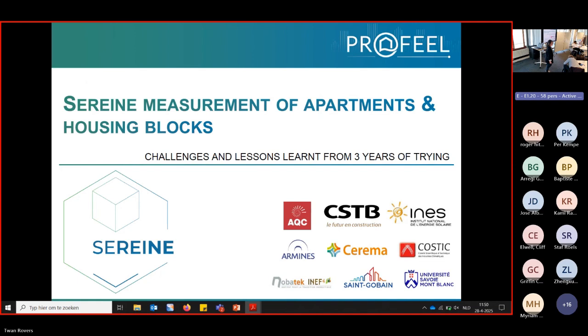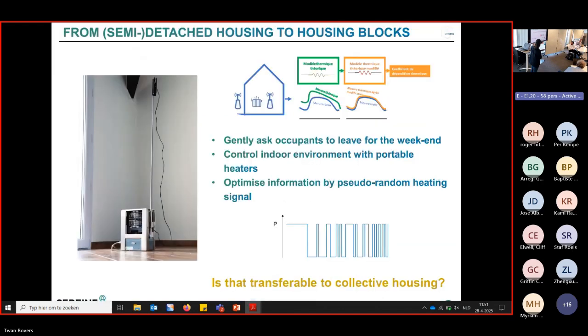The work I'm going to be presenting this morning is lessons learned of the SEREINE project applied to housing blocks. So you might know the SEREINE measurement method. It aims at measuring the HTC without occupants.